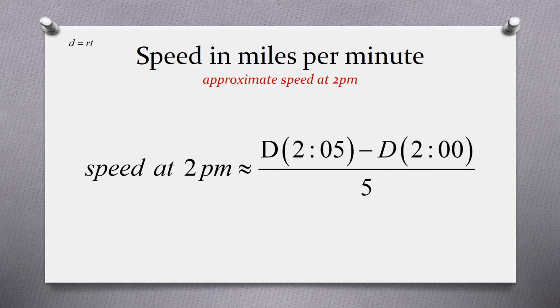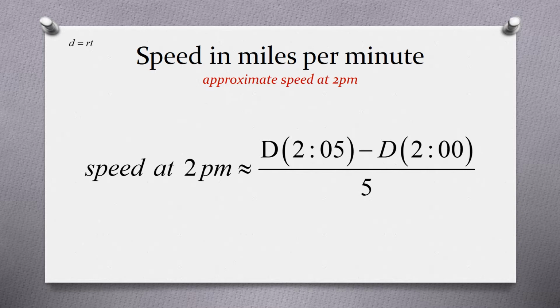So notice how we can approximate our speed at 2 o'clock by dealing with this same d equals r over t. D equals r times t. This distance formula, the formula that we're familiar with. We can look at this in a different way.